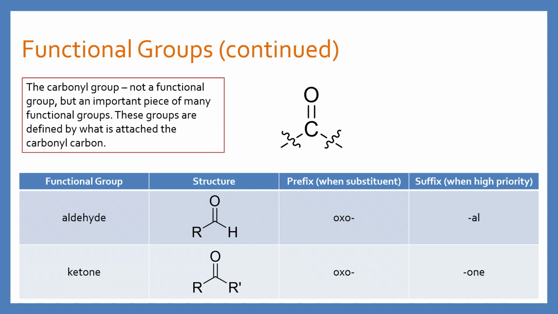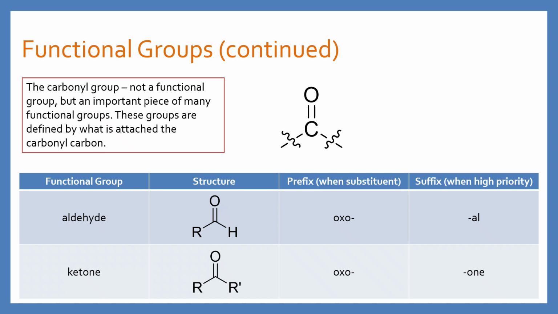For this next batch of functional groups, we have to introduce another piece of a molecule. This is called a carbonyl group. A carbonyl group is a carbon with a double bond to an oxygen. And this is not a functional group on its own, but it's an important piece of many functional groups, which is why it has that YL ending. And you'll see that all of the remaining functional groups that we're going to learn in this chapter have a carbonyl at the heart of them.